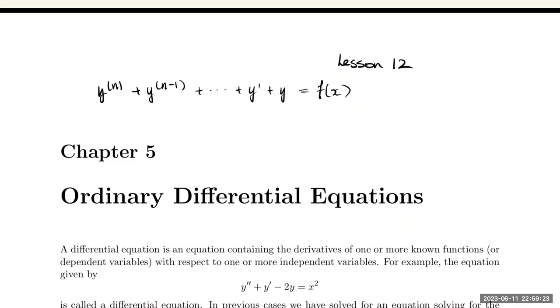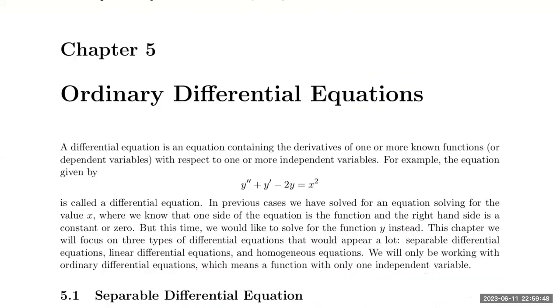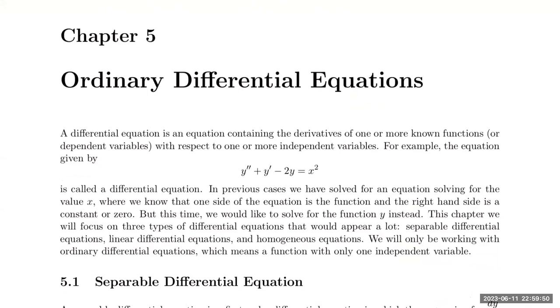Basically, you know what the independent variables are, but you don't know what the dependent variable is. So you don't know what the y is, but you know what the x's are. That's a differential equation because we're using the derivatives of the function to be able to obtain the function y here.